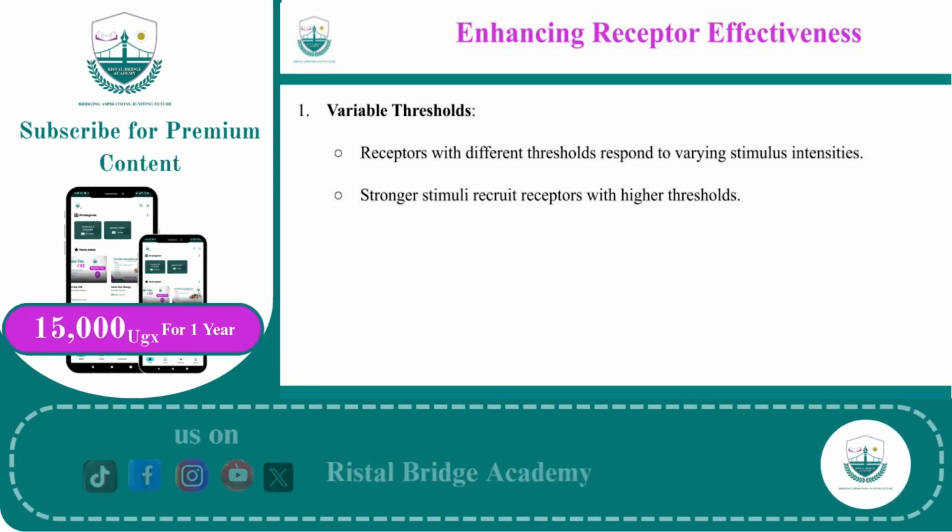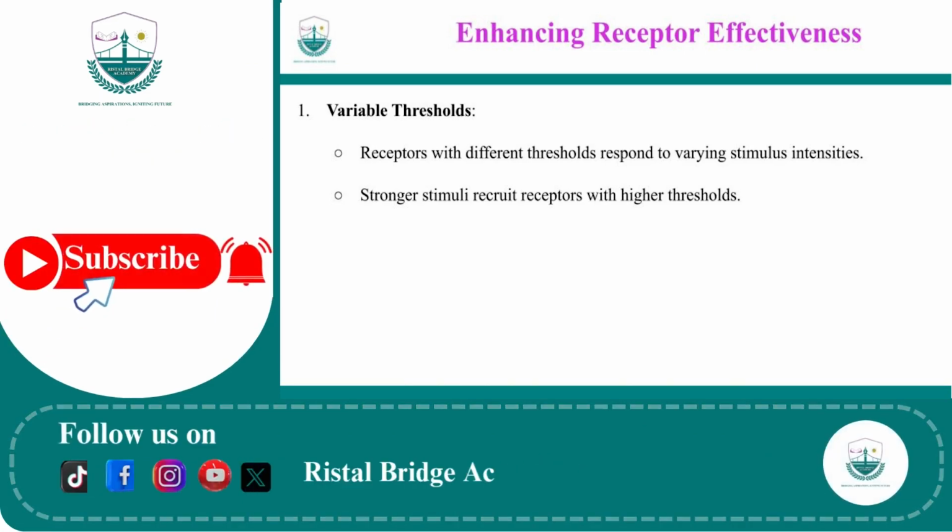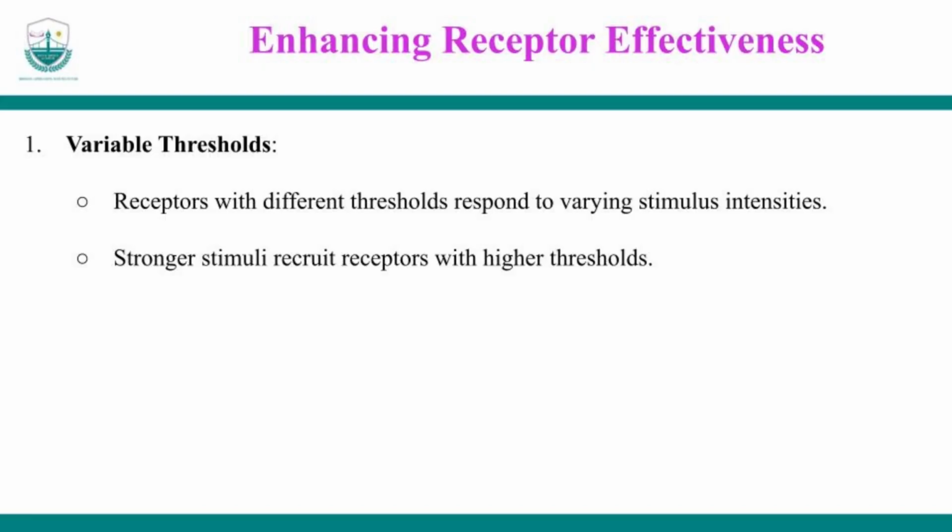Okay, so one point is that the different receptors have different thresholds for the stimulus intensities. This is to say that, for example, you cannot say that pain receptors are as sensitive as the photoreceptors. Okay, the intensities are different.